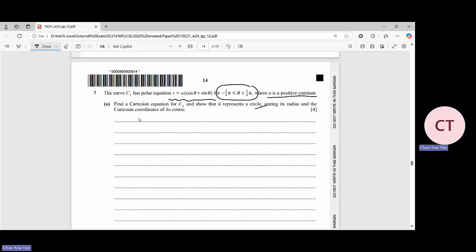So for these questions, in order to convert the polar equation to a Cartesian equation, all we need to do is multiply r on both sides. If you multiply r on both sides, you get r squared equal to a r cos theta plus a r sin theta. And we know that x squared plus y squared is r squared, and we also know that r cos theta is x, r sin theta is y. So therefore you have this.